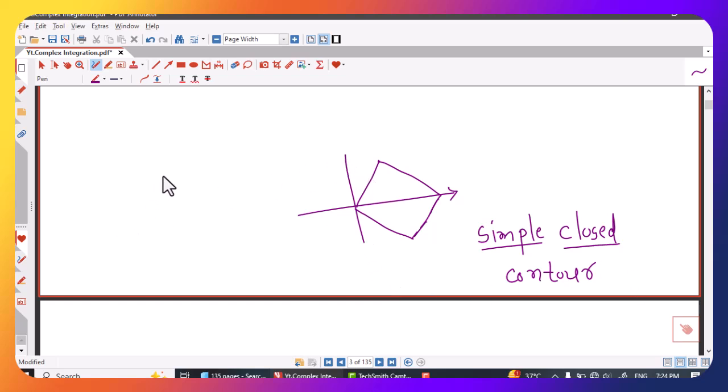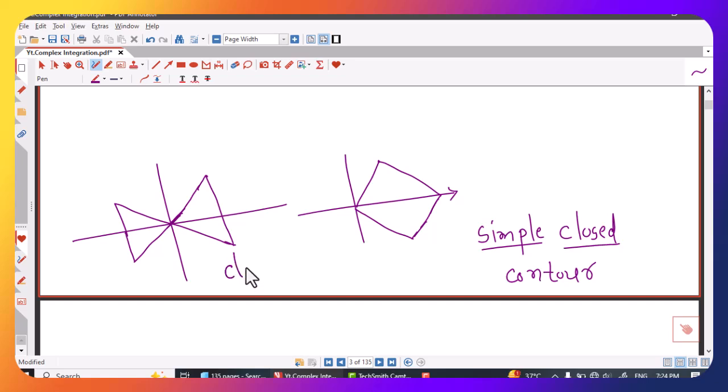And suppose I consider this curve, this starts with this point, and if we consider along this direction, then this is also a closed contour, but it is not a simple closed contour because it crosses itself. So the curve which does not cross itself is called a simple contour, and if it is closed, then it is known as a simple closed contour.